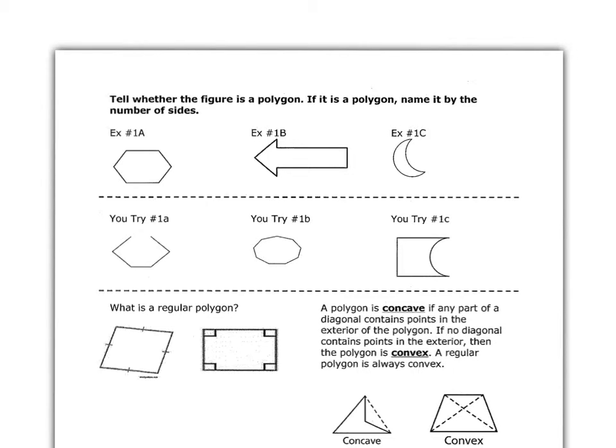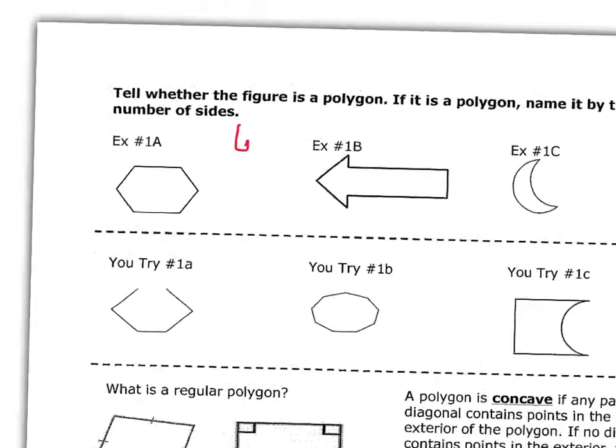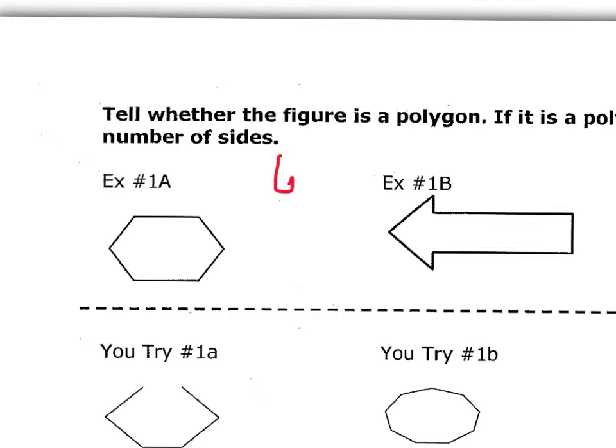All right. Okay, now we're going to tell whether the figure is a polygon, and if it is a polygon, name it by the number of sides. Okay, so this first one, we have 1, 2, 3, 4, 5, 6 sides. Okay, it is 6-sided. Okay, so if it's 6 sides, what type of polygon is it? Well, that's going to be a hexagon.